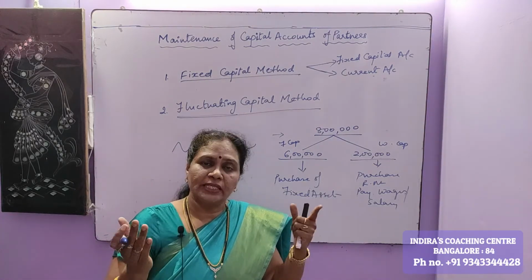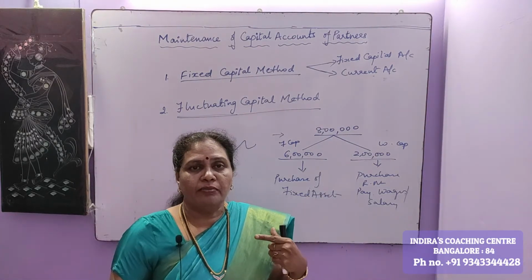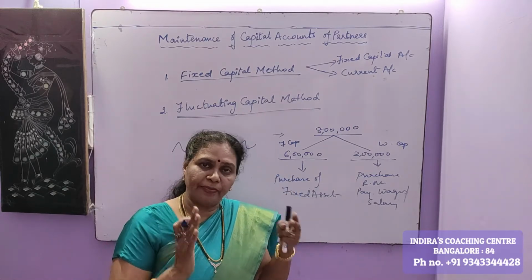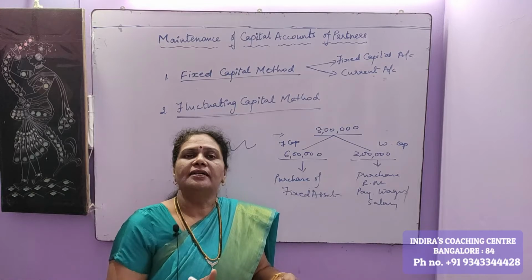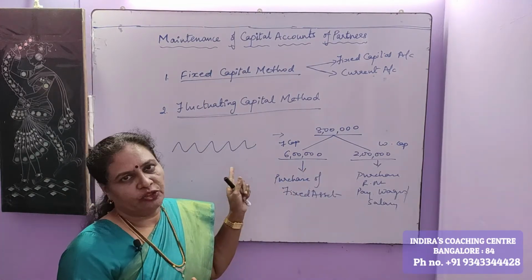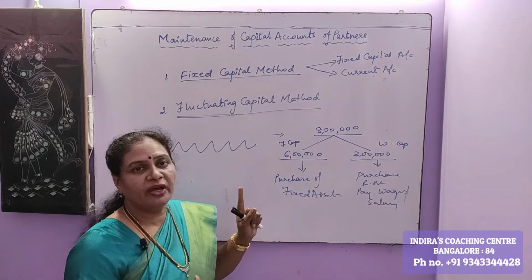They might have just an amount because they are not going to buy a machine or something like that. So therefore, the amount of capital will also be less, and their method of maintaining capital will also be fluctuating. I hope you have understood.